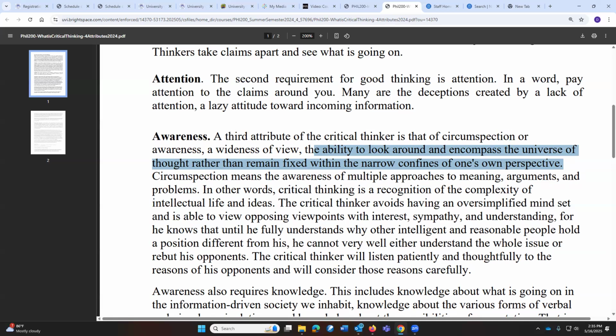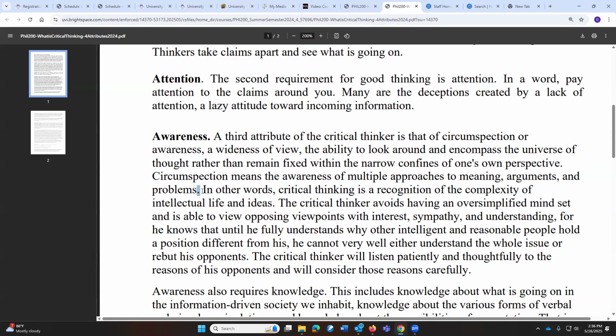Remember, we looked at those standards of critical thinking when we said complete, be comprehensive. Look at everything. Don't limit myself to just one approach to it. Circumspection means the awareness of multiple approaches to meaning, arguments, and problems. So if I'm looking at a desk, maybe I'm in a classroom, if I only look at the desk from the top, that's all I can know about the desk. I can't know anything else other than what I can see from the top.